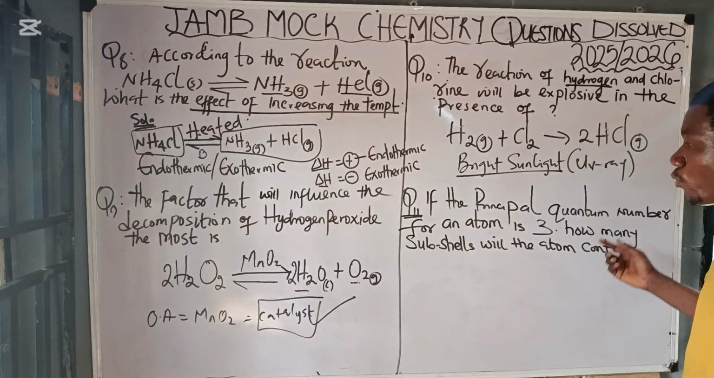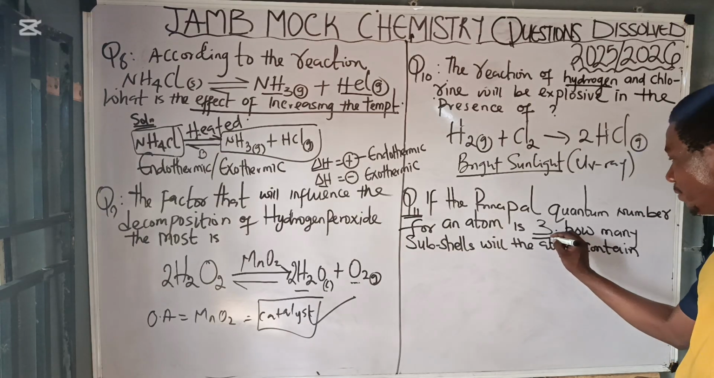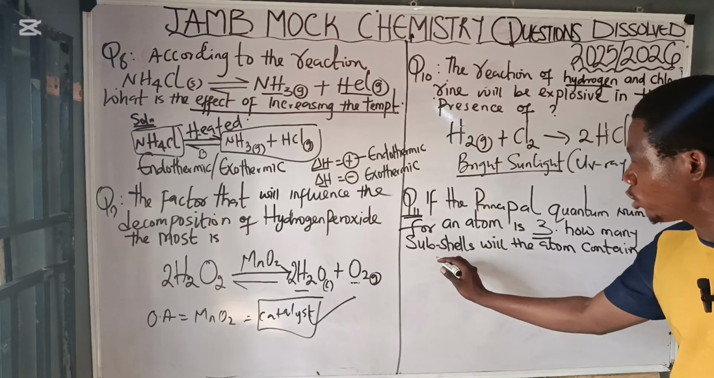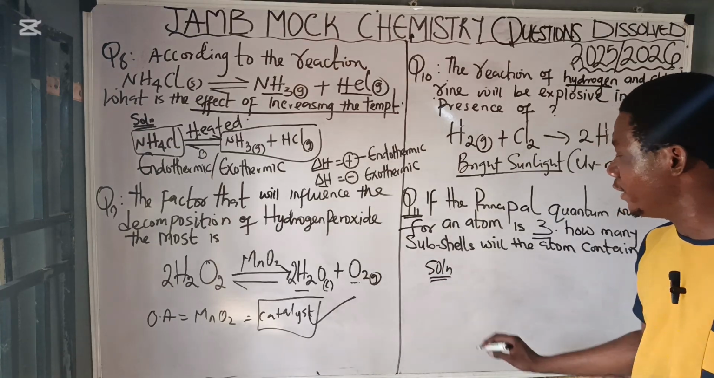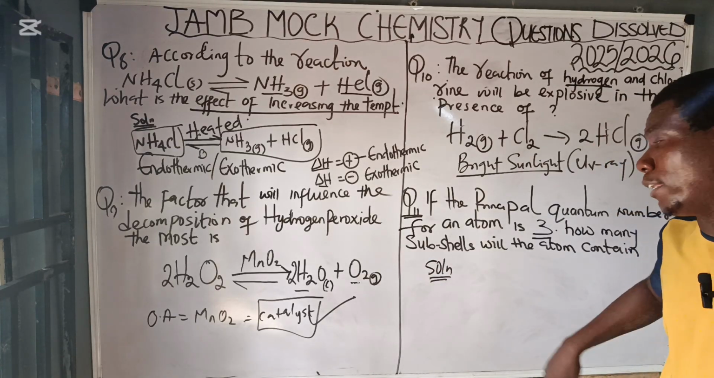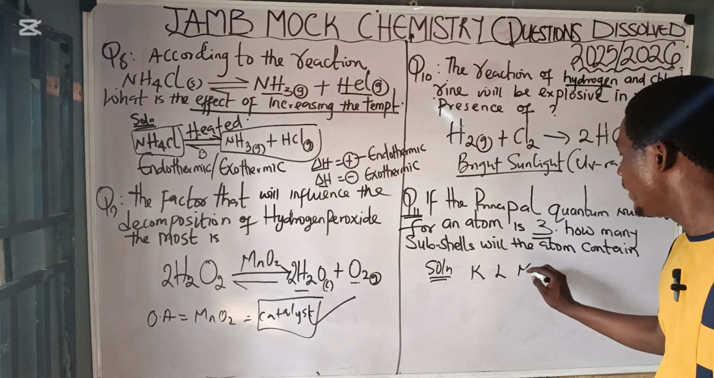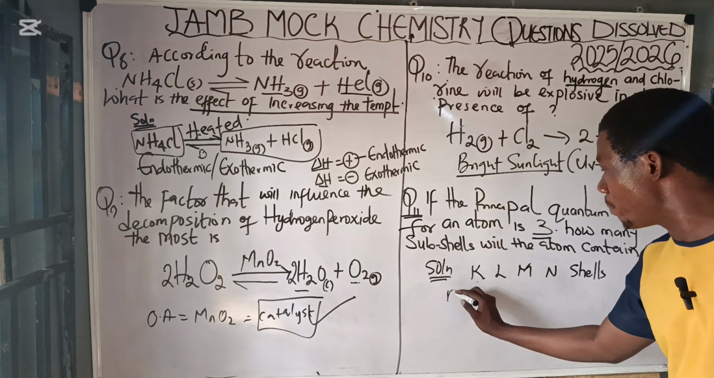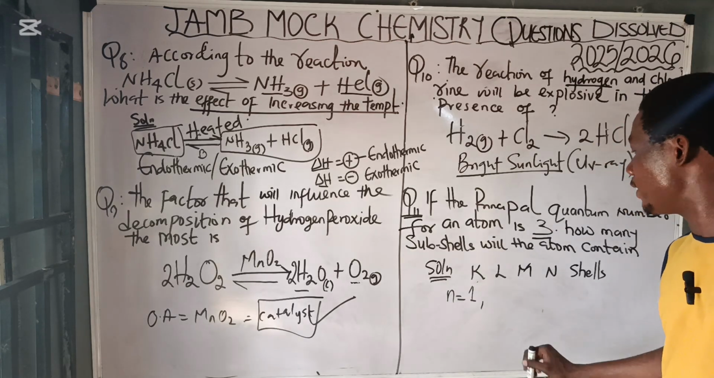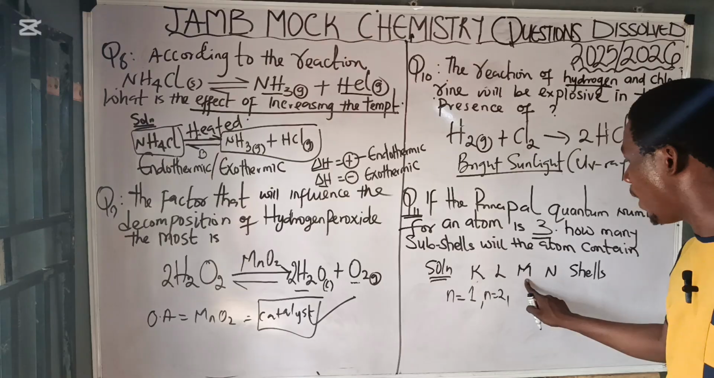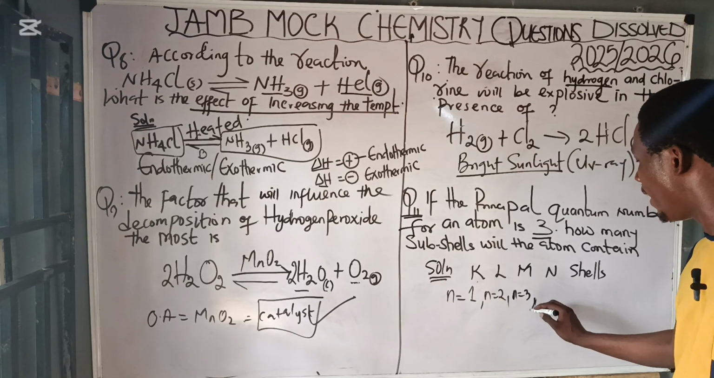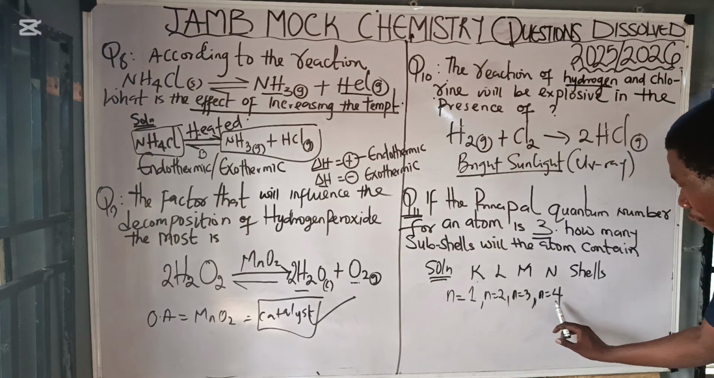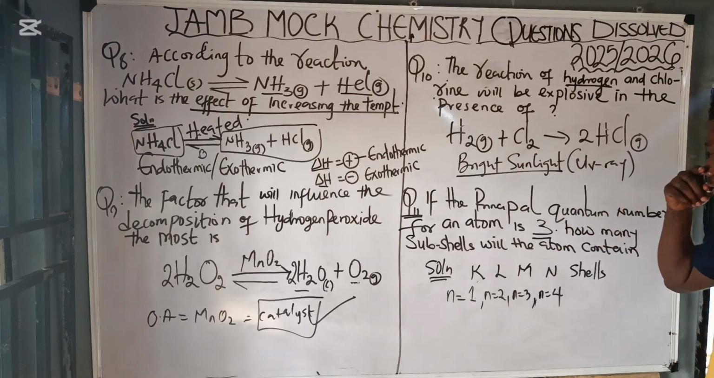If the principal quantum number for an atom is 3, how many subshells will the atom contain? Don't forget the principal quantum number talks about K, L, M, N. It talks about what? Shells. Yes. This one has a principal quantum number of 1. This one has a principal quantum number of 2. This one has a principal quantum number of 3. This one has a principal quantum number of what? 4. Are we together?